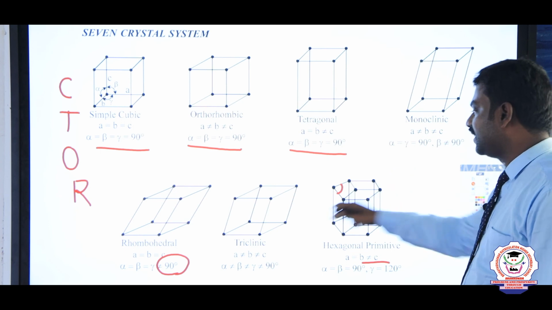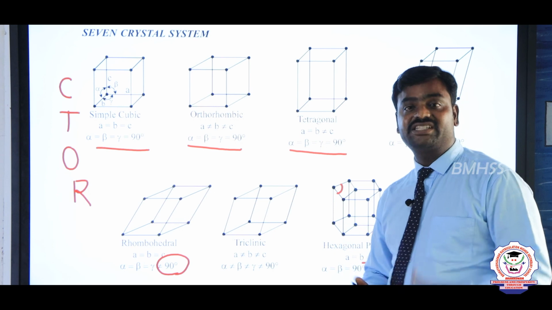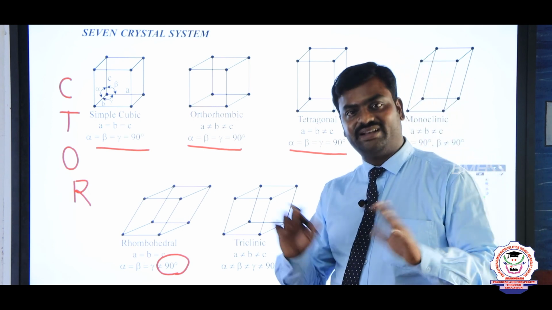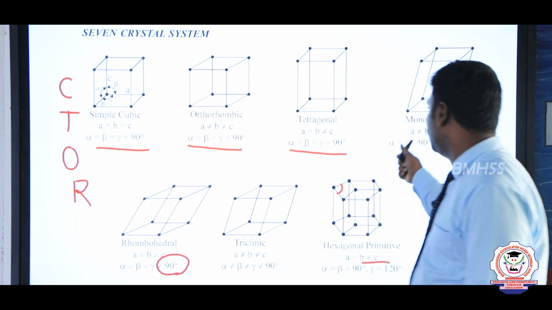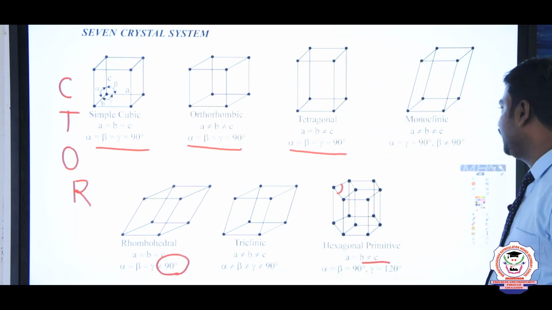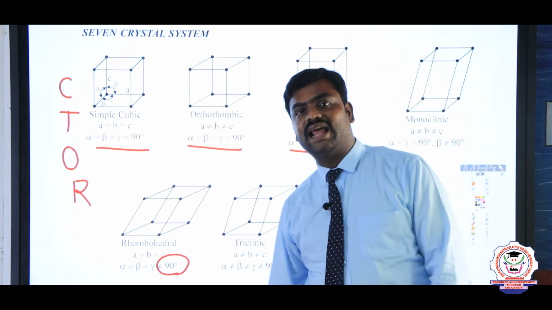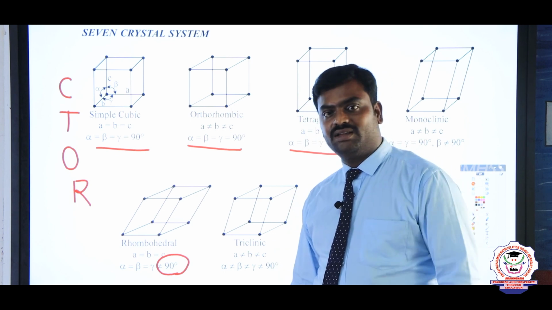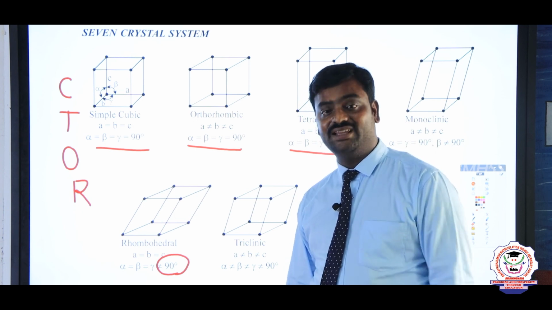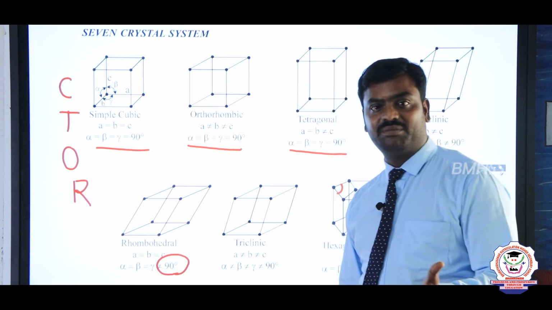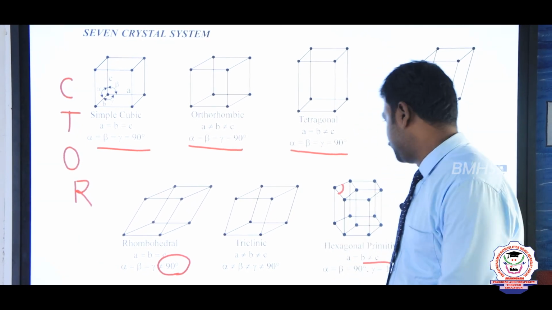Next one, monoclinic and triclinic. Monoclinic doesn't show any relation among A, B, C. All the edges are different. A is not equal to B, B is not equal to C. And what about the angles? Alpha and gamma are 90 degrees, but beta is not equal to 90 degrees. And then the last one, triclinic. Triclinic has the most disordered structure. A is not equal to B, B is not equal to C, likewise alpha, beta, gamma are also not equal to 90 degrees. That is known as triclinic.